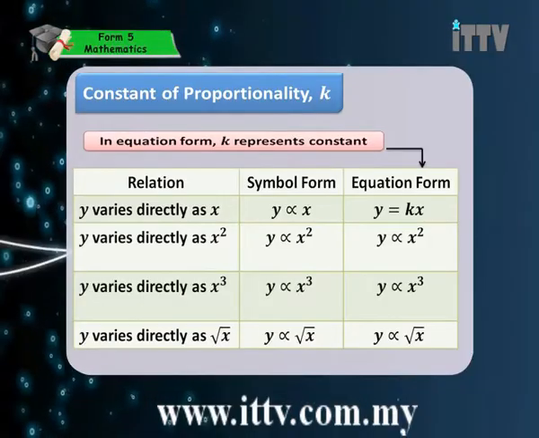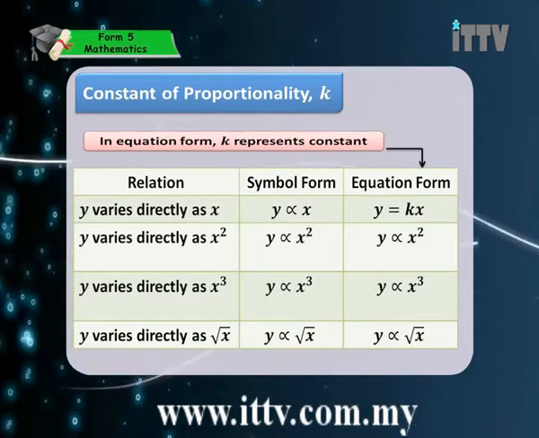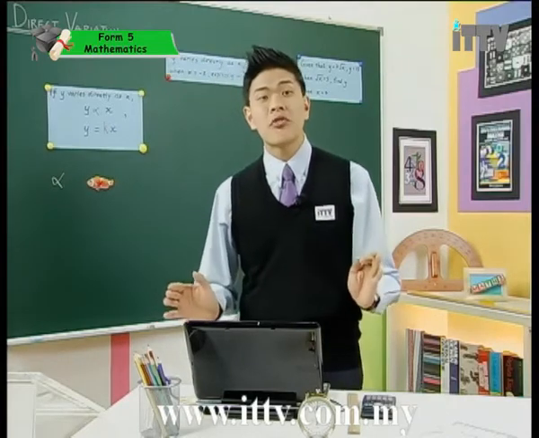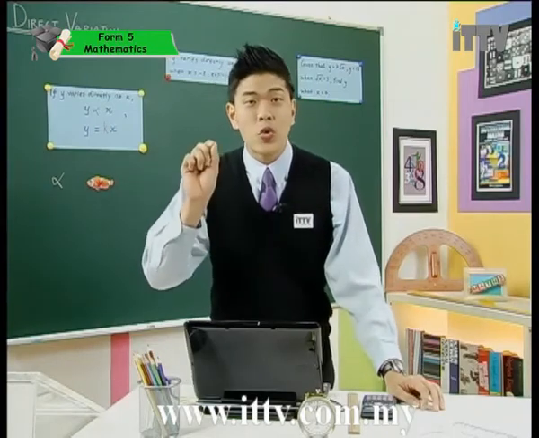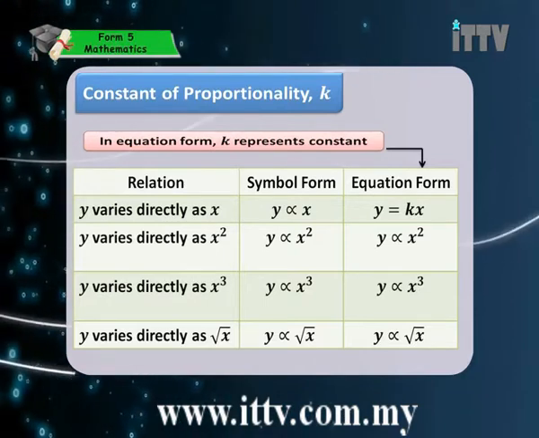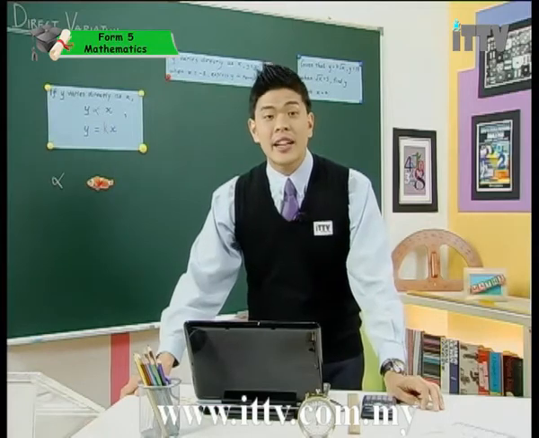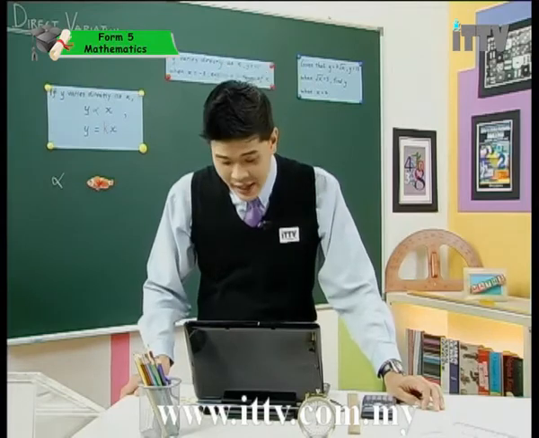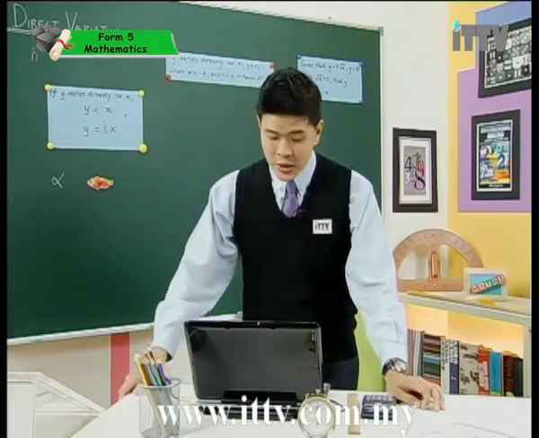Now, second one, Y varies directly as X squared. Symbol form, Y varies X squared. Those are the two quantities. Equation form, take out the symbol, put in an equal sign, and don't forget to include K. Y varies directly as X cubed. Variation form, symbol form, Y varies X cubed. Equation form, Y equals K X cubed. Remember, equation must always have the equal sign.